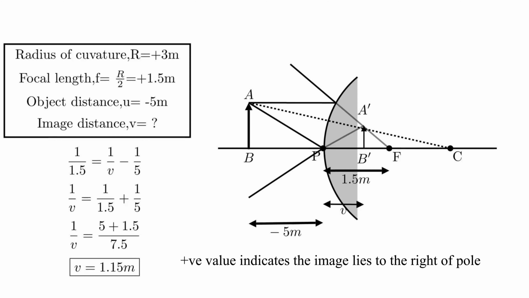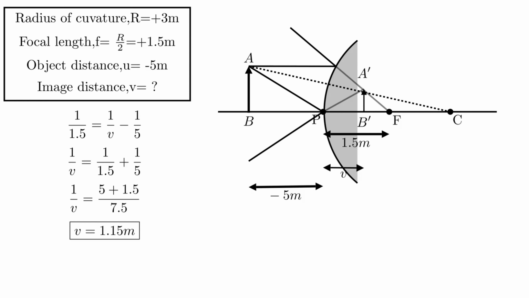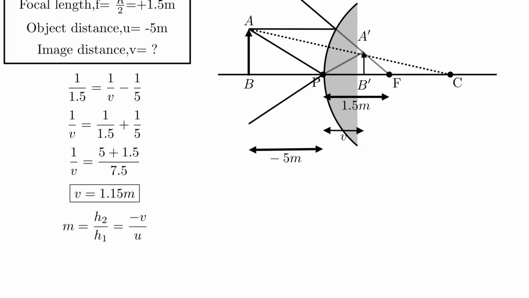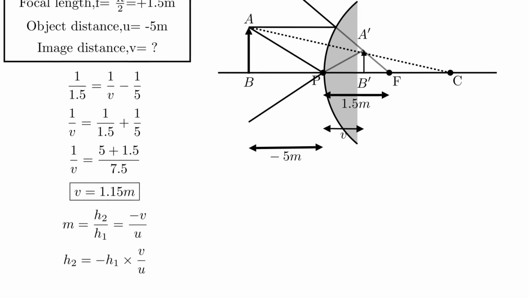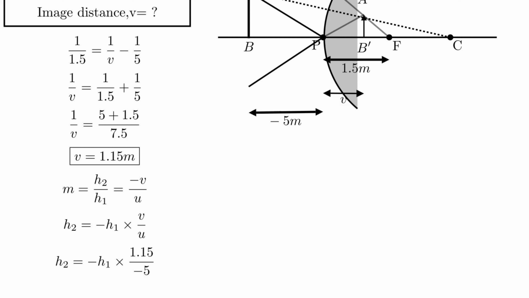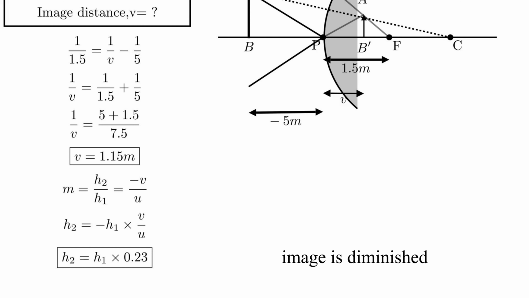In order to find the size of the image, we will make use of the relation of magnification, that is m = h2/h1 = -v/u, where h2 is the height of the image, so h2 = -v/u times h1. Putting the values, we get h2 as -1.15 divided by -5 times h1. On simplifying, we have h2 as 0.23 times h1. Therefore, the image is smaller than the object by a factor of 0.23.